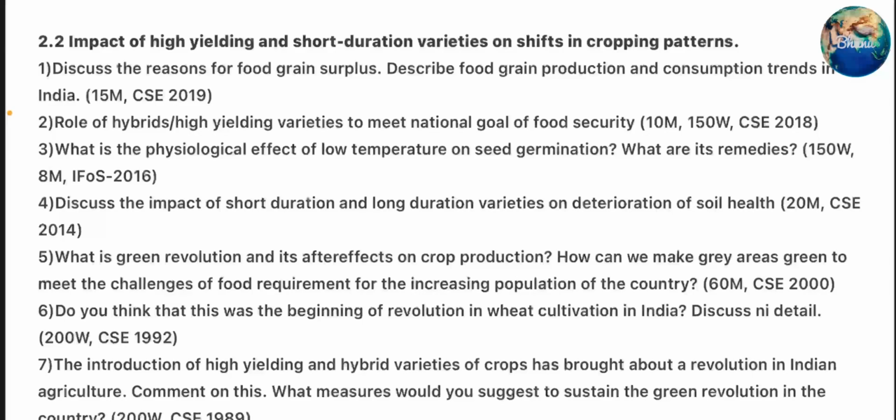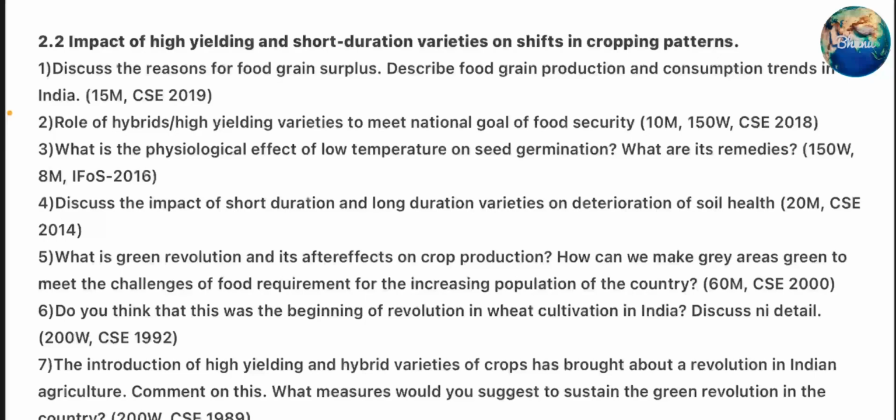Question 3. What is the physiological effect of low temperature on seed germination? What are its remedies? Question 4. Discuss the impact of short duration and long duration varieties on deterioration of soil health.